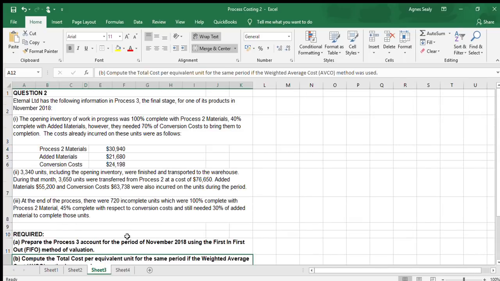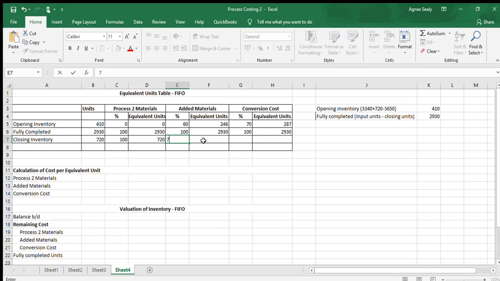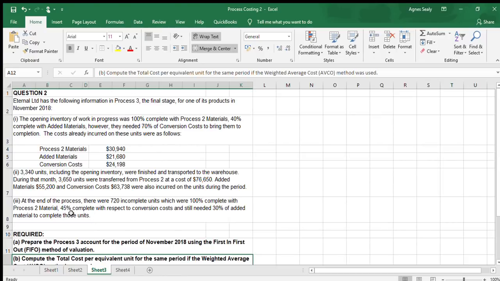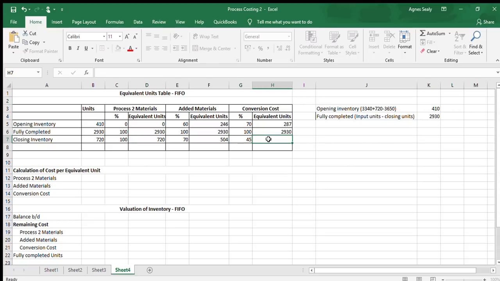With reference to added materials, they said they still need 30% of added materials to complete. So they need 30%, which makes us understand that they are 70% complete with added materials. So 70% then of our 720. And additionally, it states that they were 45% complete with respect to conversion costs. So we enter the 45% as given. So they are 45% complete, 720, 45% completed.